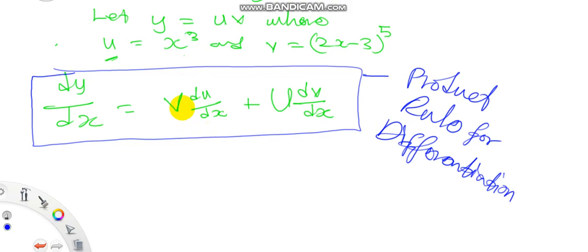And then what you can do is find the derivative of each of the functions and then use this formula, okay? So you say dy/dx is now equal to v here, which is this (2x minus 3) raised to the power 5, multiplied by the derivative of u with respect to x.